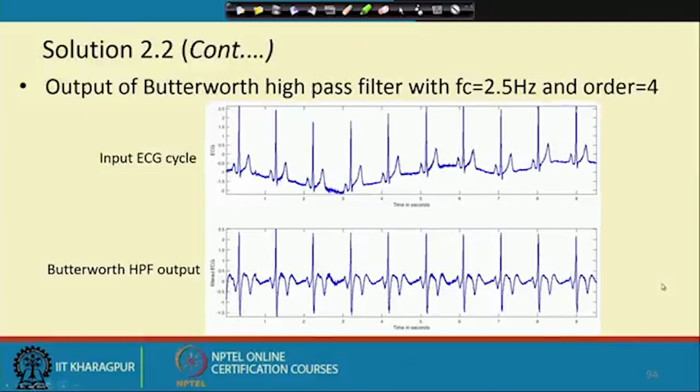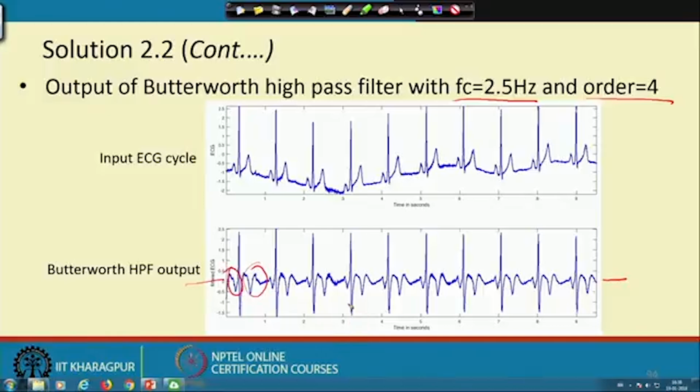Now, again we push it further. We move the cutoff frequency to 0.5, keeping the filter order at 4, and what we see is that it is very much successful in removing the baseline, but not only the T wave is affected, the P wave is also getting affected, the P waves are missing.